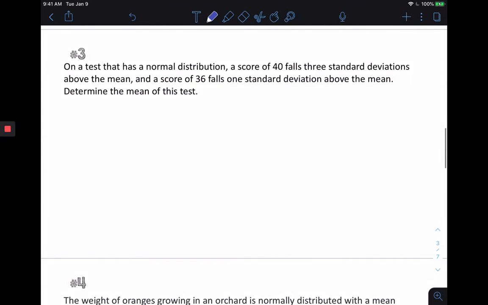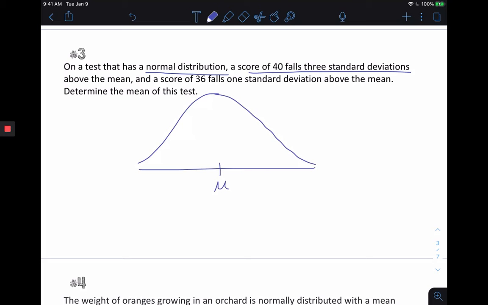All right, number 3, on a test that has a normal distribution, a score of 40 falls 3 standard deviations above the mean. I'm just going to go ahead and start drawing a normal distribution. I don't know what the mean is yet. In fact, that's what we're going to be trying to find, so I'm going to put mu in the center. 40 falls 3 standard deviations above the mean. So 1, 2, 3, there's 40.